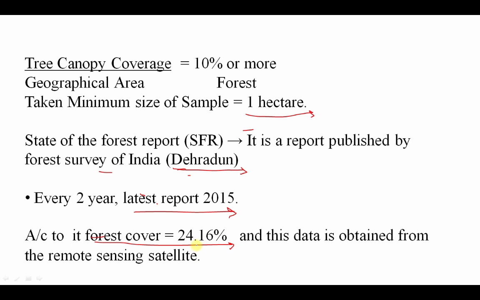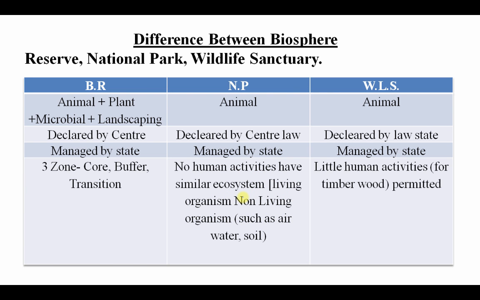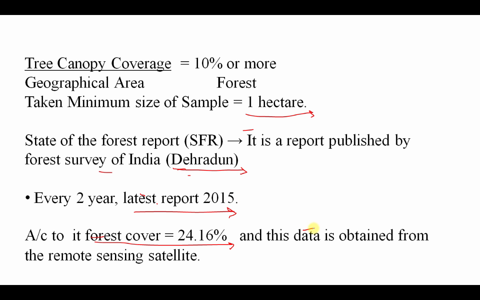From that satellite, this data is provided, that we have a total coverage of 24.16% forest area, and it is important to have 33%. Our goal is to increase it to 33%, which is the ideal coverage area for any country, to have at least 33% forest area. Right now we have 24.16%.